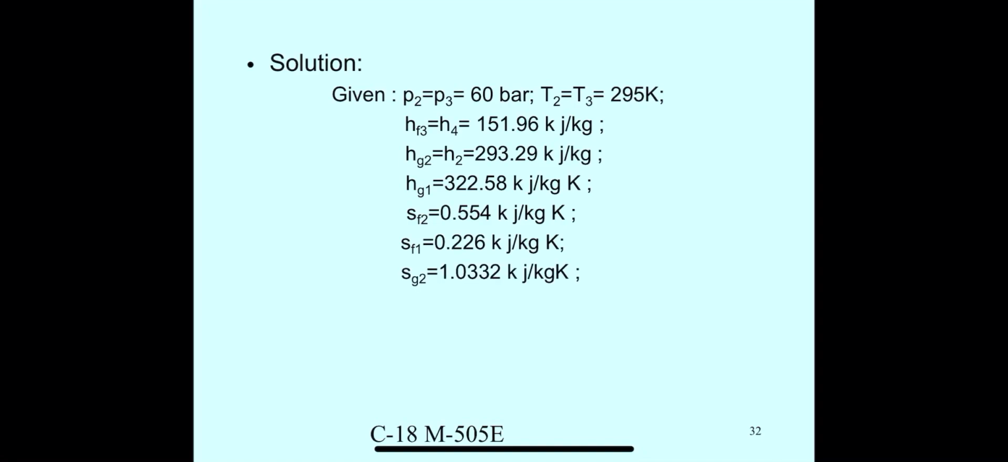Okay. So based on these values we can find out the Hg1, that is 232.58 kilojoules per kg Kelvin. So SF2 equals 0.554 kilojoules per kg Kelvin. SF1 equals 0.006 kilojoules per kg Kelvin. SG1 equals 1.2464 kilojoules per kg Kelvin.